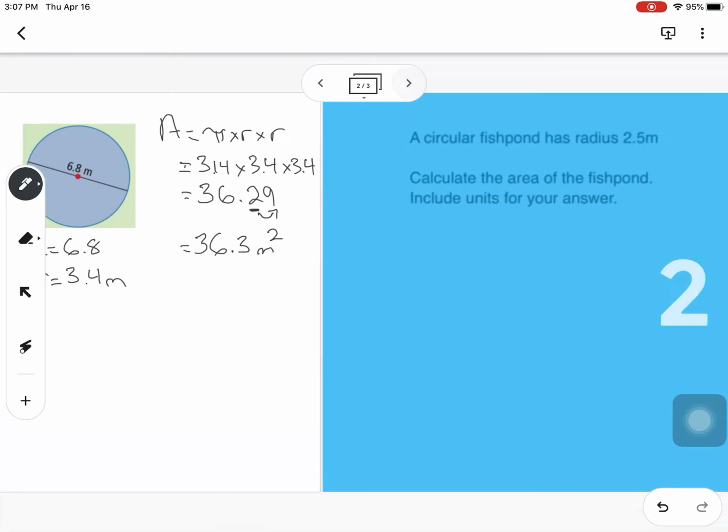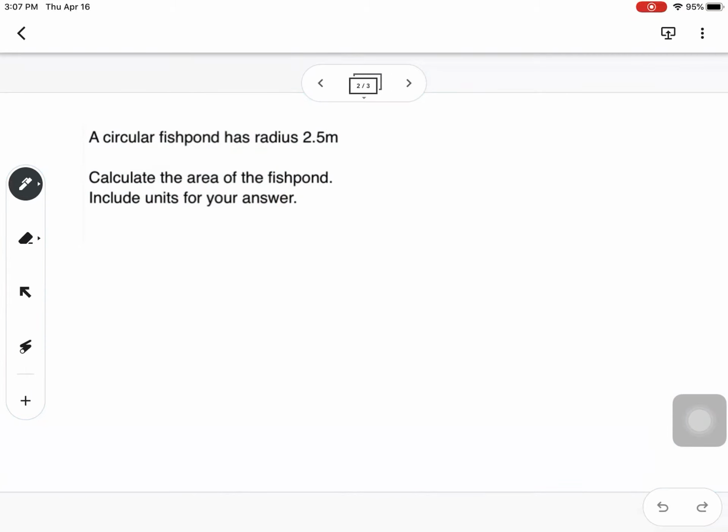Let's look at two more complicated examples. This one, I don't give you the picture. I just say a circular fish pond has a radius of 2.5 meters. Calculate the area of the fish pond. Include units in the answer. So the first thing I like to do is draw my fish pond. So I'm going to draw a circle and radius.